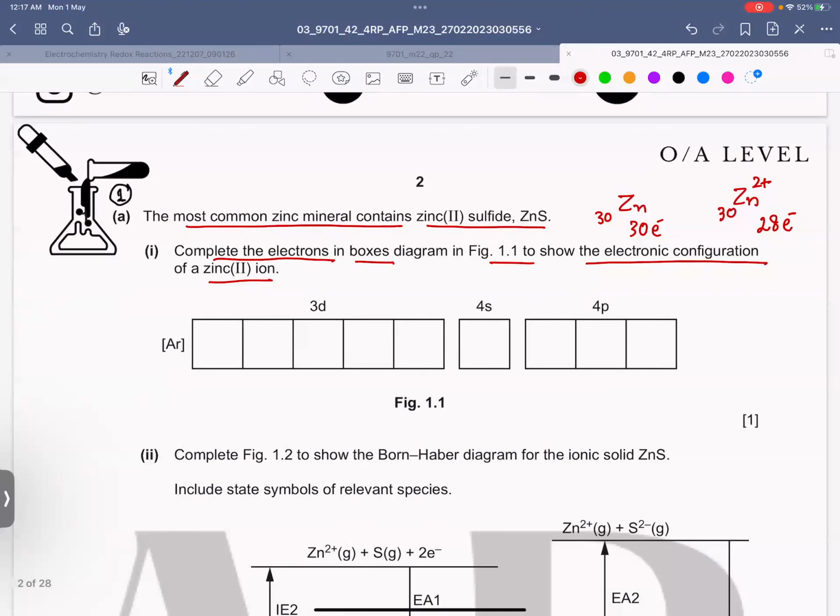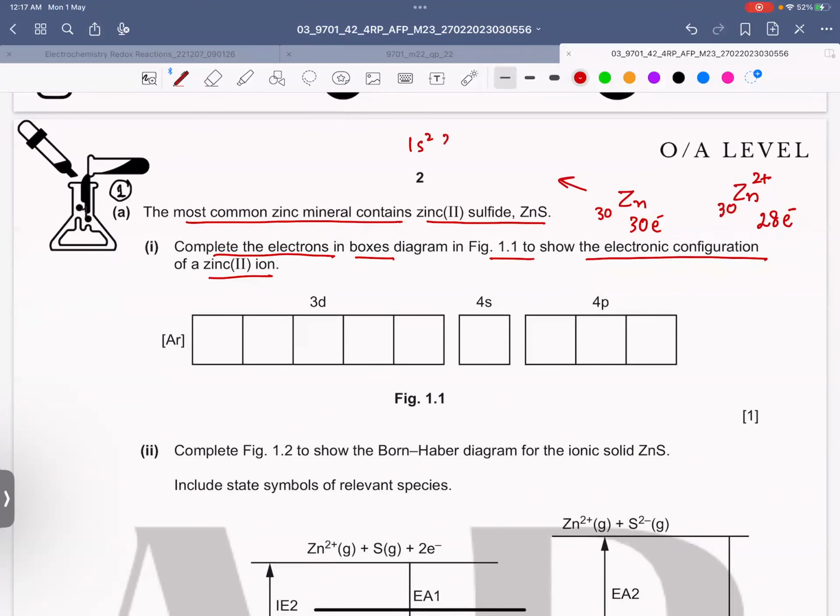So now I have to fill the electrons in these orbitals. If I write the electronic configuration of zinc, you can easily figure it out. It's 1s2, 2s2, 2p6, 3s2, 3p6, 4s2, and 3d10. But when it becomes zinc 2+, then the 2 electrons from 4s would be removed and it becomes 4s0. So it means there must be no filling in the 4p.